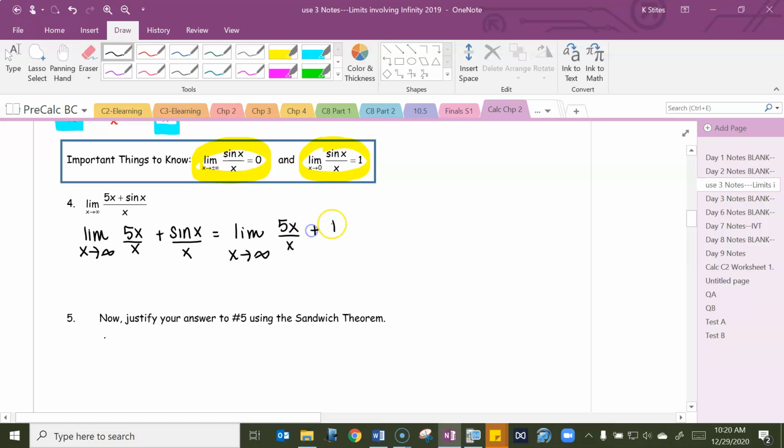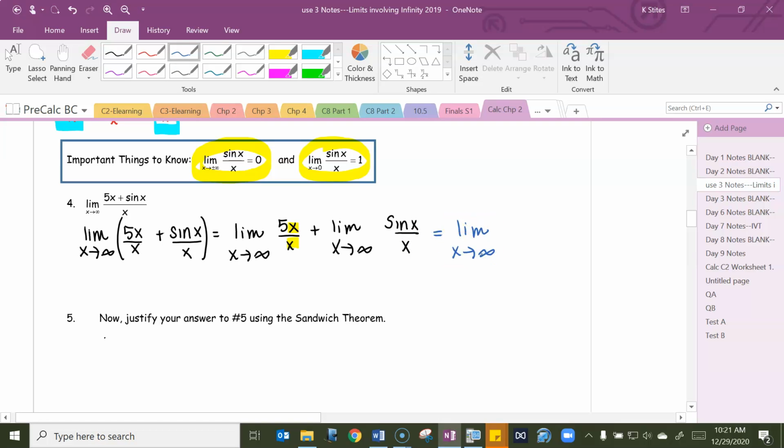Okay, so that's where they each get their own limit. And oh, we should have parentheses around that. Okay, sine x over x. Okay, so now we can also simplify this, right? So your x's are going to cancel.